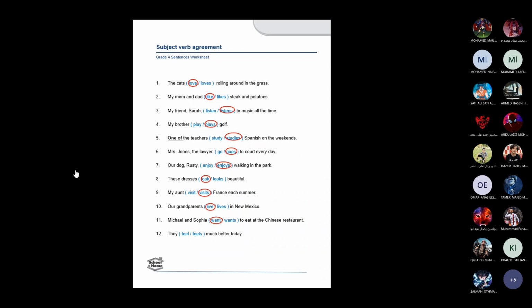Muhammad Fahad Nu'man. Yes. Number 12, Muhammad. They feel much better today. Which one do you choose, the first or the second? First. The first one, very good, because they refers to plural.